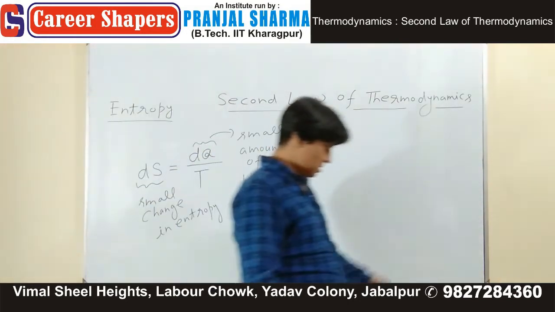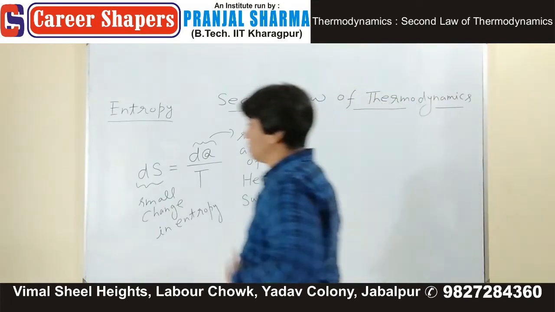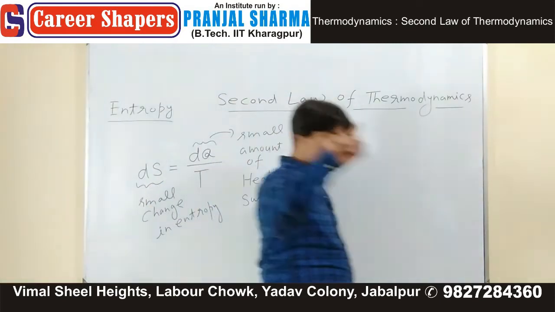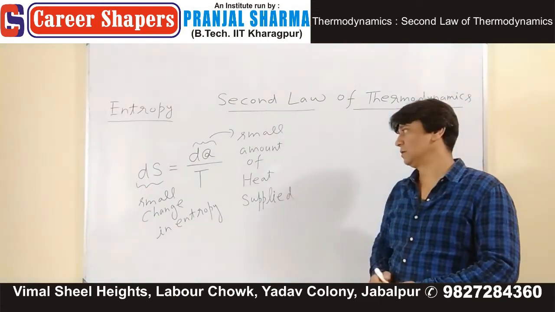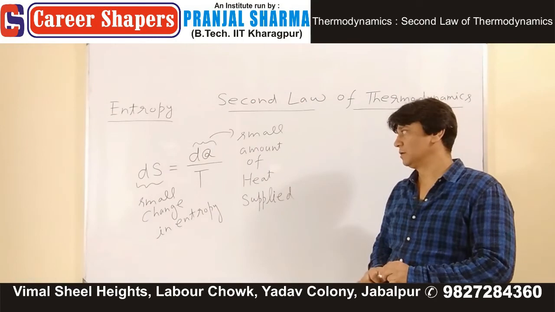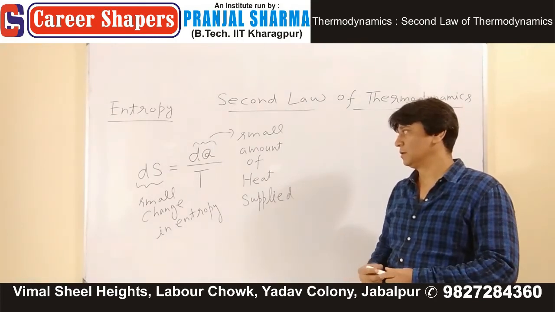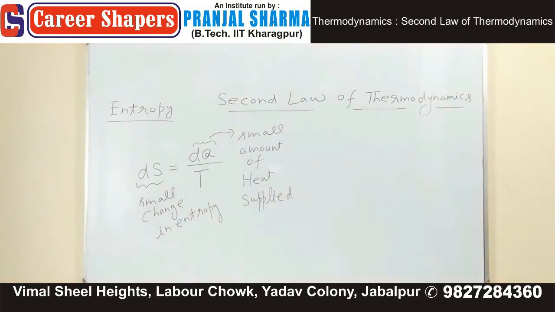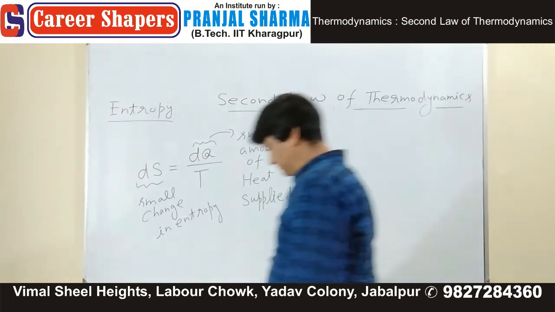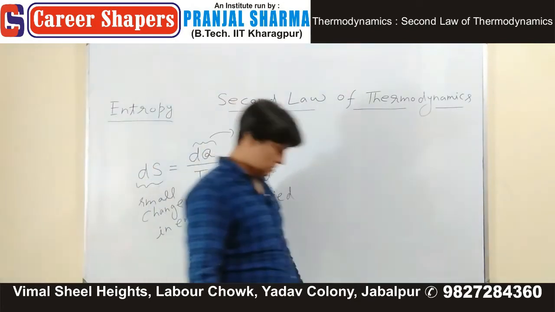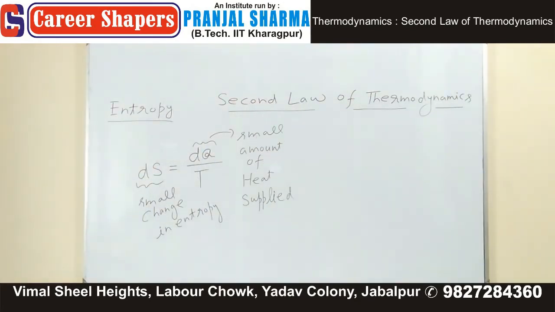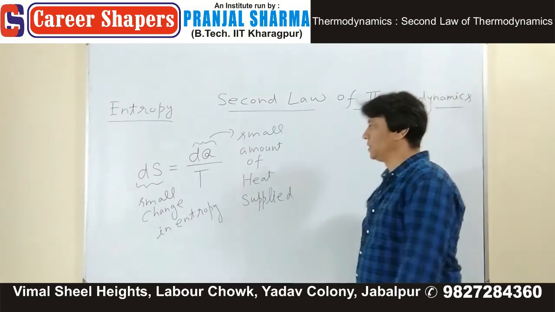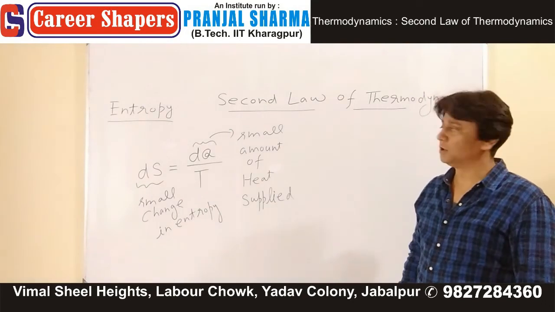Now write down this as a statement. For an adiabatic process, change in entropy is zero. Now, who will answer this? What is the change in entropy for an isothermal process?